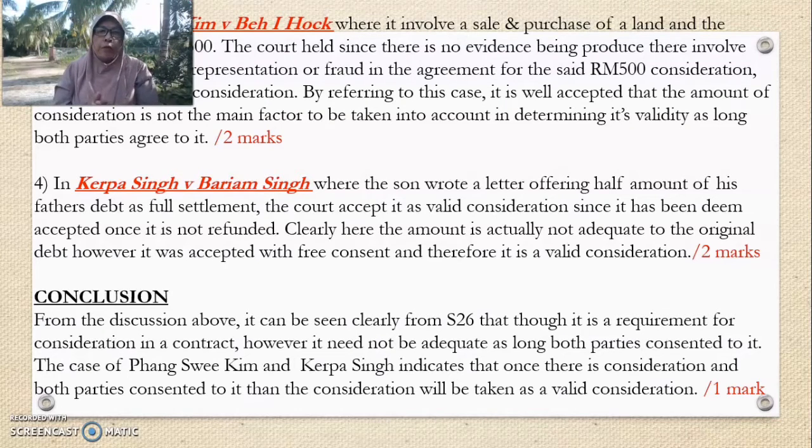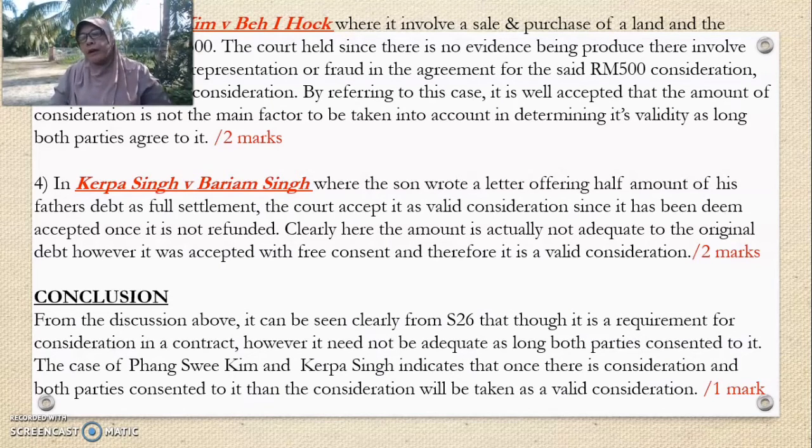Under number 4, I've discussed the case of Kerpasing, because in this case also, the consideration is not at par with the amount of the contract. The debt owed is 8,000 ringgit. However, the son is willing to pay only half of the said debt. The court held this is valid consideration. Why? Because both parties consented to it at the time of the said agreement.